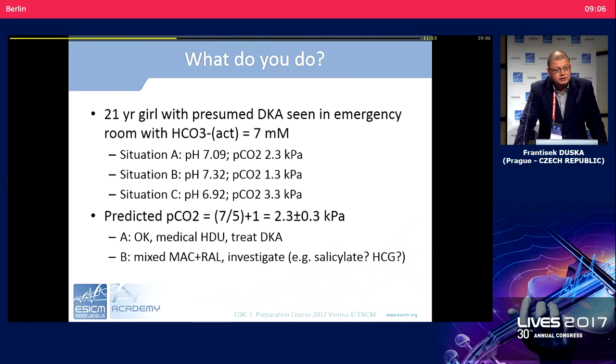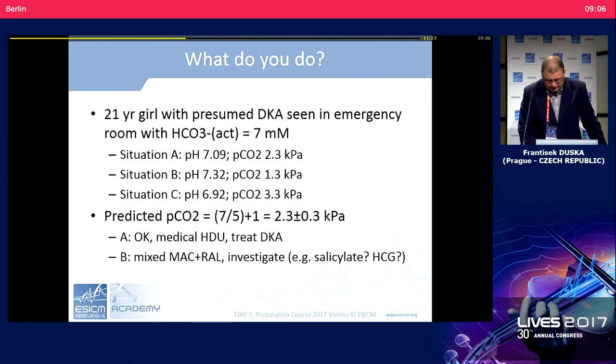However, she can also have another diagnosis. It may not be a DKA. It can be a typical picture of salicylate poisoning. Or she could be pregnant, and this pattern requires attention. Situation C is a combined metabolic and respiratory acidosis.